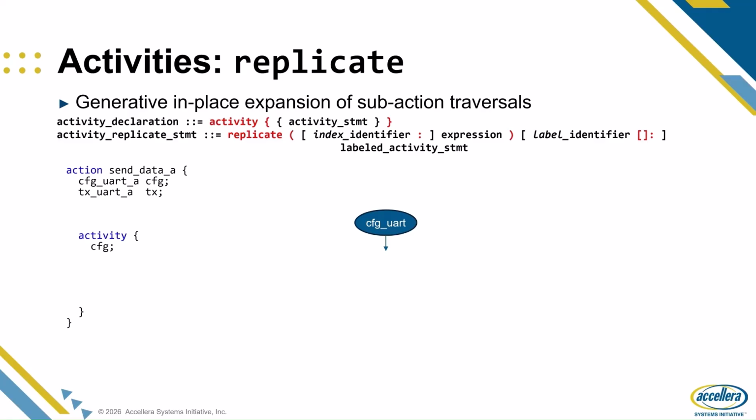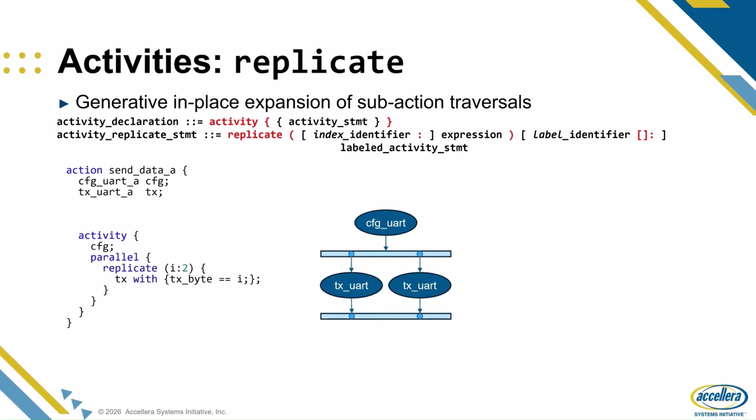Replicate is different from repeat. It's a generative in-place expansion. So while repeat creates a runtime loop, replicate statically expands at compile time. In this example, we replicate two action traversals inside a parallel block where each replicated instance of tx gets its own constraint.